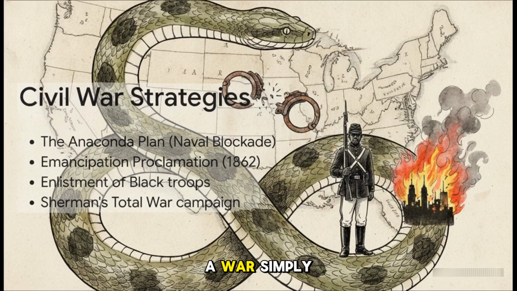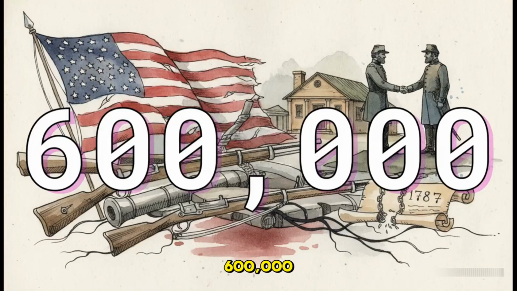What started as a war simply to preserve the Union transformed completely. It became a campaign of total destruction aimed right at the heart of the Southern economy. You see, Lincoln shifted the moral goal of the war in 1862 with the Emancipation Proclamation, which led to the enlistment of black troops. And by the end, Union commanders like Sherman waged a total war campaign to completely break the Confederacy's will to fight by ending slavery.